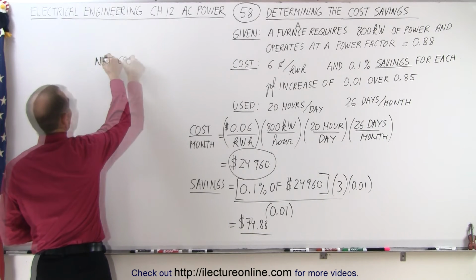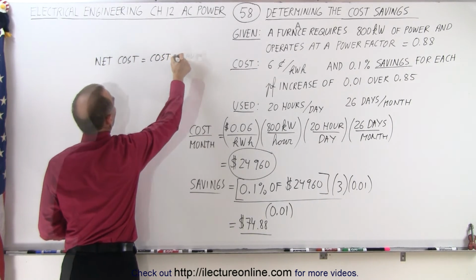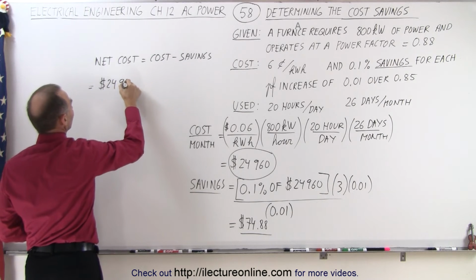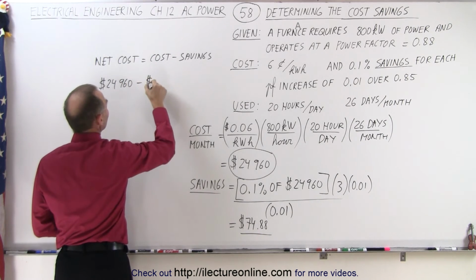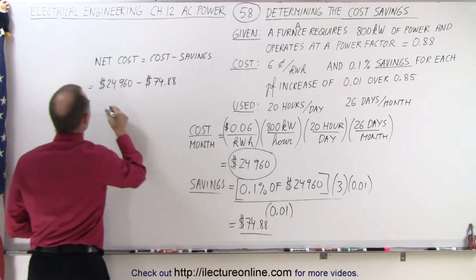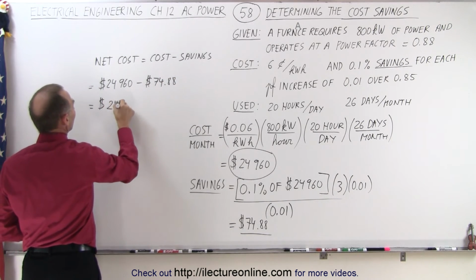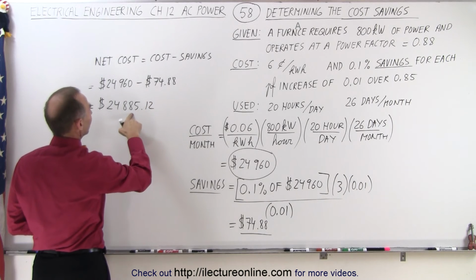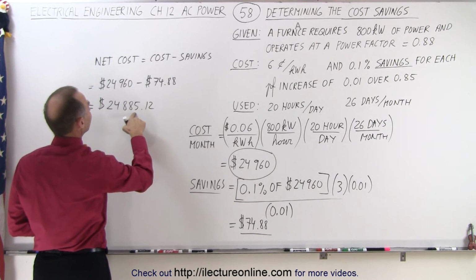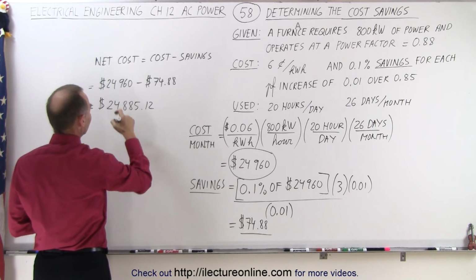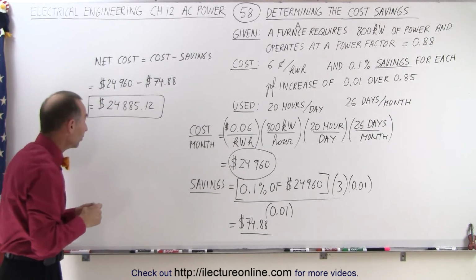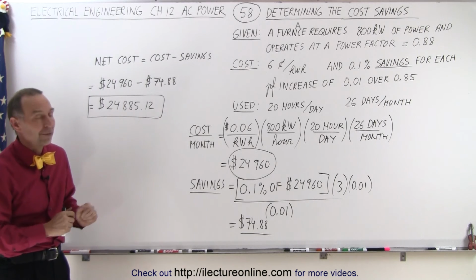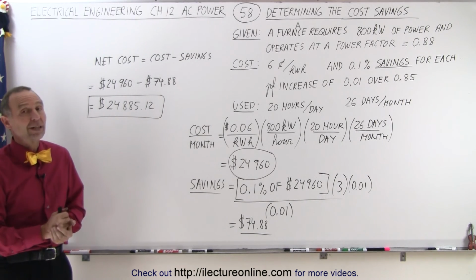So net cost is equal to cost minus savings. So in this case, the cost was $24,960, and we subtract from that a savings of $74.88. And so that would be equal to $24,885.12. Let's see if that's correct. Yes, that would be about right. Okay. And so the net cost would be $24,885.12, about $75 in savings, just because we have our power factor at 0.88 instead of 0.85.